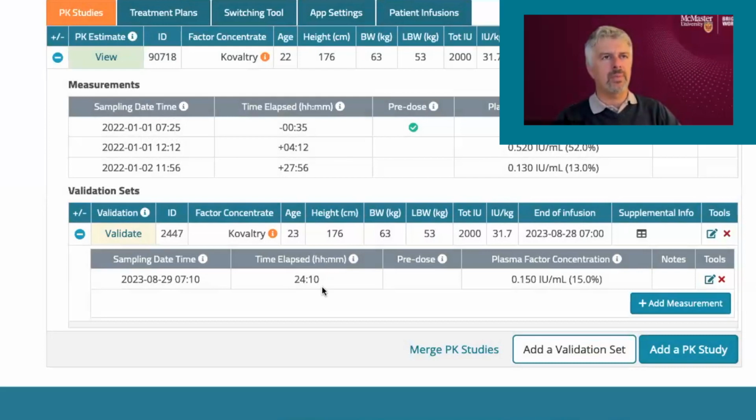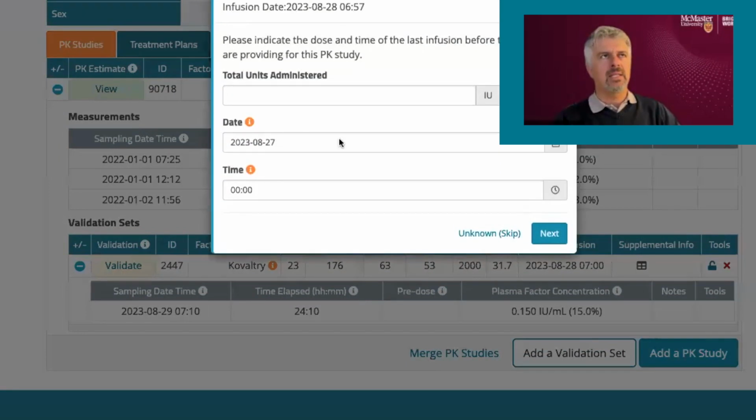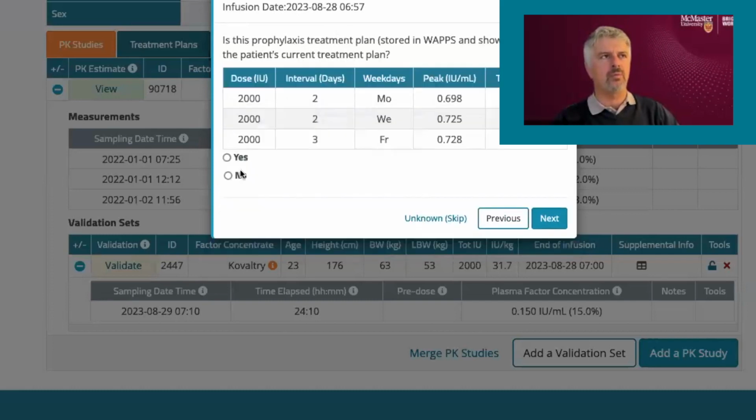So I have a new measurement done on the same dose, and I validate the previous PK against this information. So I'll click on validate. The system asks me if I know about the treatment regimen for the patient, the previous infusions. For the sake of brevity, I will say yes, this patient is on this treatment.